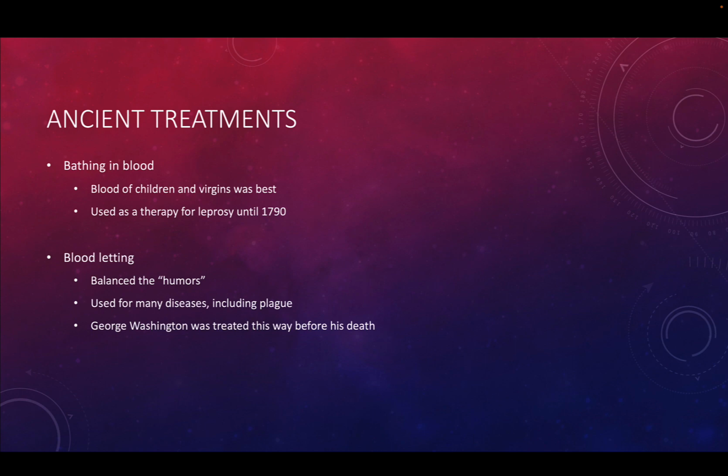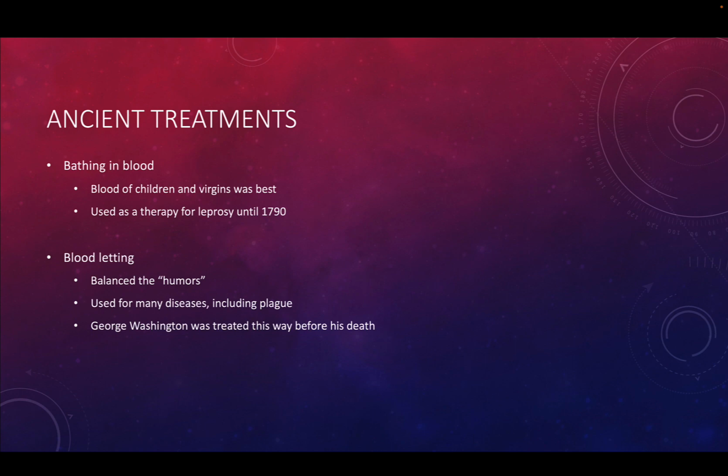So the blood of children and virgins was best. They were uncorrupted. And this was even used as a therapy for leprosy until 1790, which I know is a long time ago, but it's not that long ago to think about bathing in somebody else's blood.